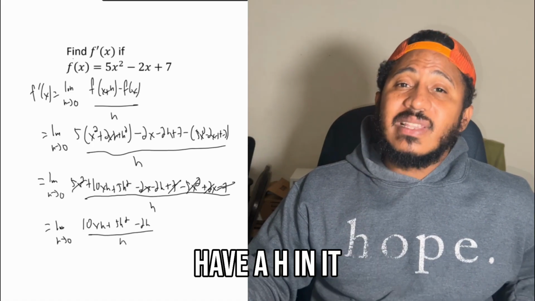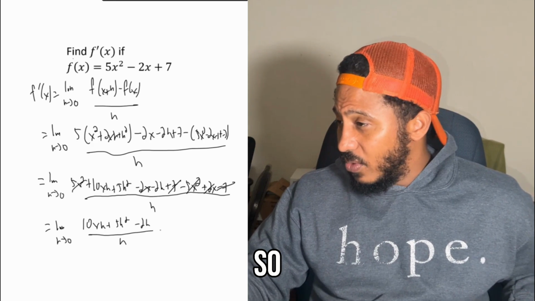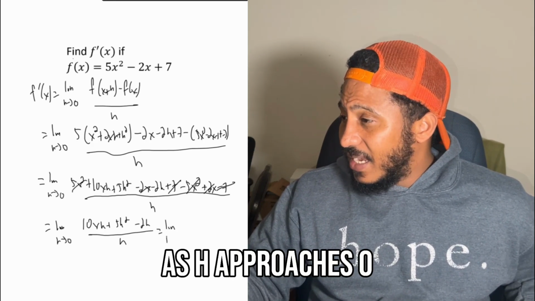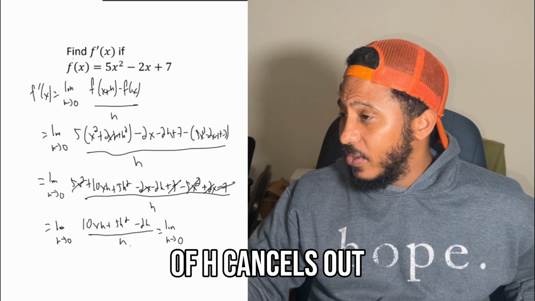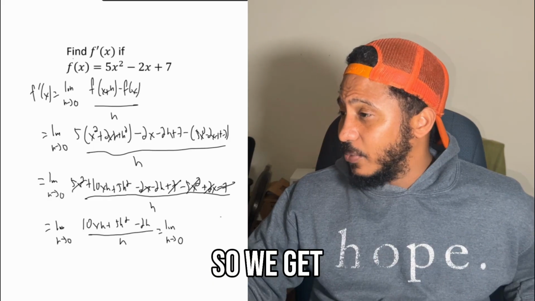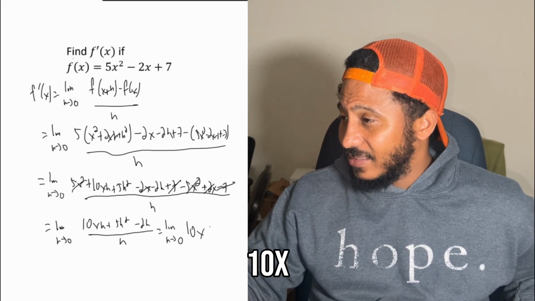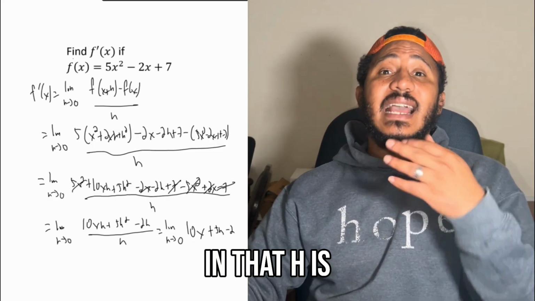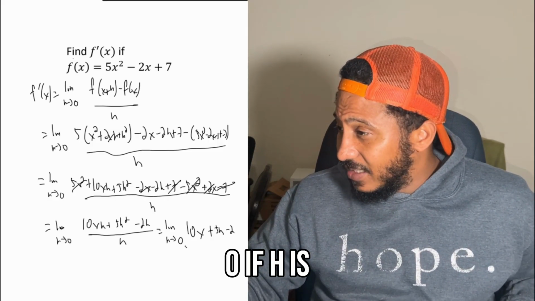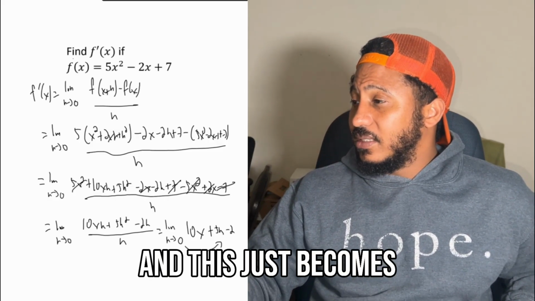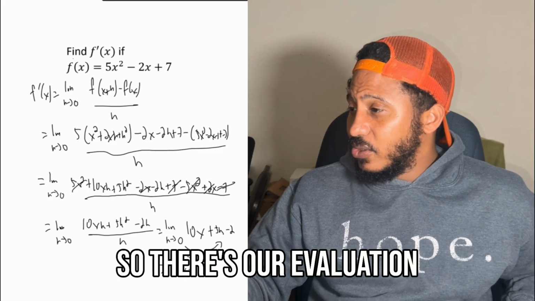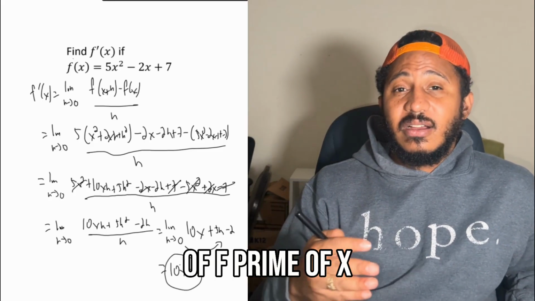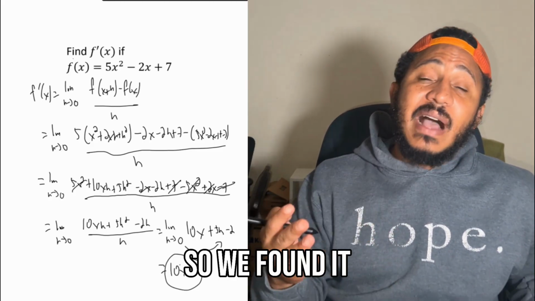Well, notice all of those have the h in it, right? So h cancels. We get the limit as h approaches 0 of, h cancels out of each thing, right? So we get 10x plus 5h minus 2. Now we can plug in that h is 0. And this just becomes 10x minus 2. So there's our evaluation of f prime of x. Now, so we found it.